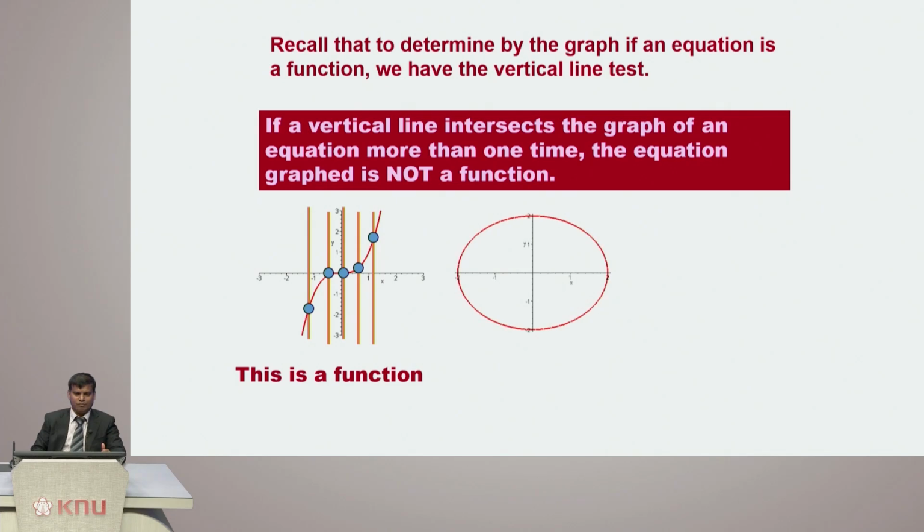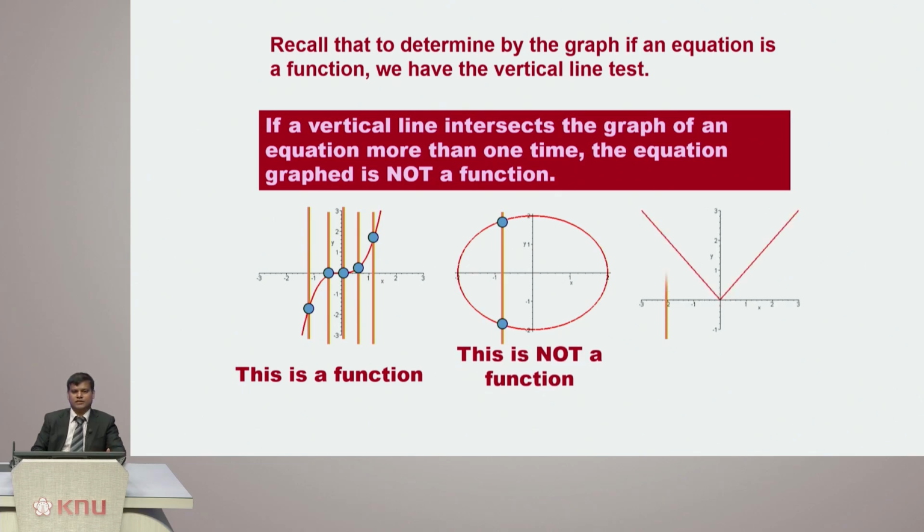Let's see another example. So here is this point. The red point is where we are having two intersections. So if it does intersect like this, it is not a function. Here is another one. Okay, so we could say that this is a function because it's clearly not intersecting with another one.